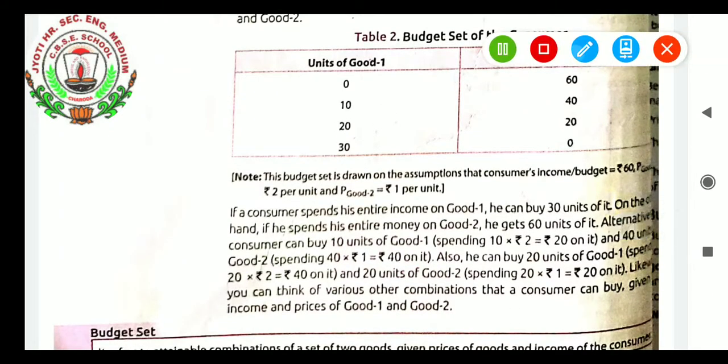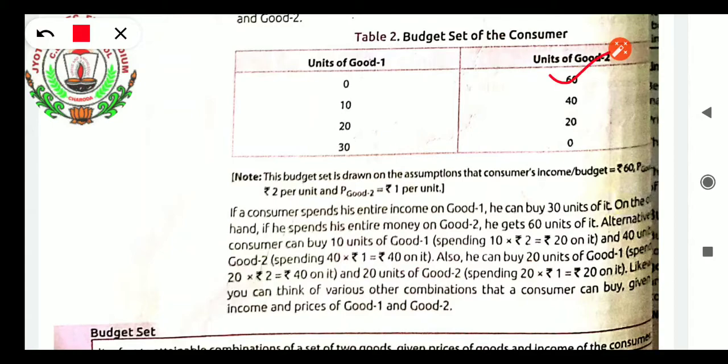Good 2, how much did he consume? 60. All the expenses he made for good 2 and he got 60 units of goods. It is units, not the price. And 0 units of good 1. Now he is reducing his consumption of good 2 and spends 40 rupees on good 2. Good 2 is priced at 1 rupee per unit, so he is consuming 40 rupees of good 2.